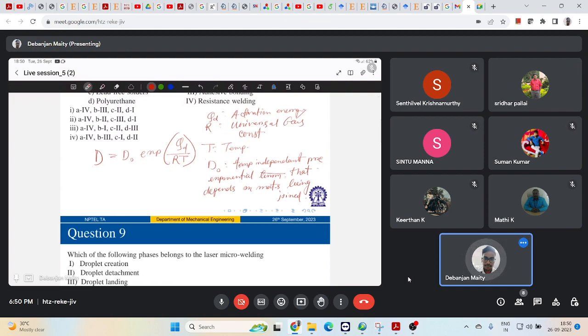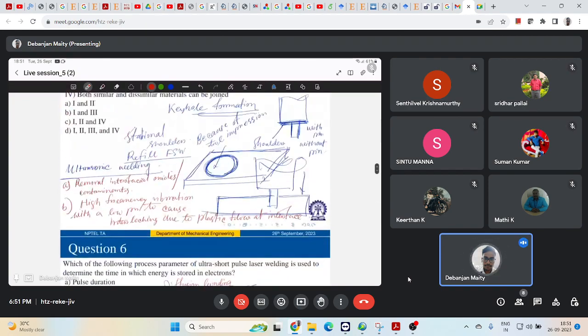Okay. We have talked about solid state welding also. Here, D is equal to D0 exponential Q by RT or minus Q by RT. Sir. Yeah, you are right. Okay. Okay, sir. Okay. What else do we have?